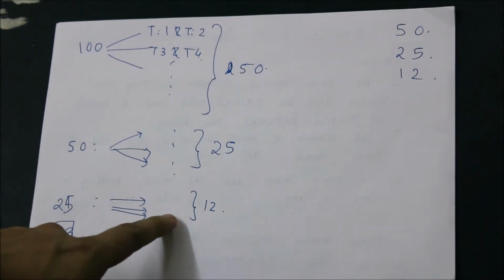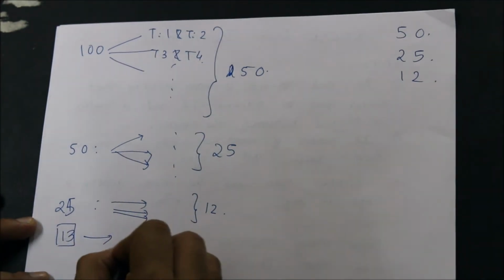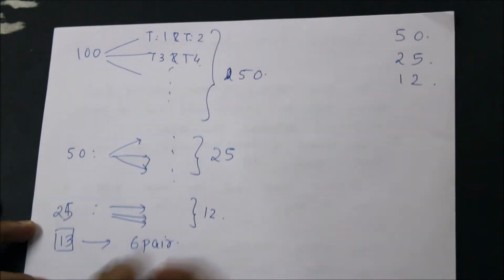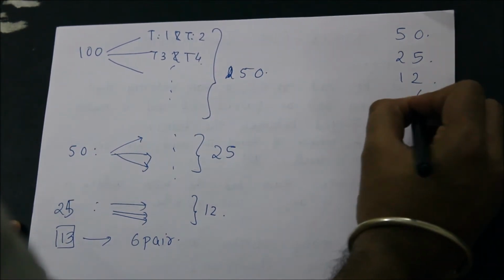Because from here I will get 12 winners and one team got a bye. So now I have 13 teams. Now for these 13 teams, I will make 6 pairs: 6 twos are 12, and the one which is left will automatically go into the next round. So here I am conducting 6 matches.